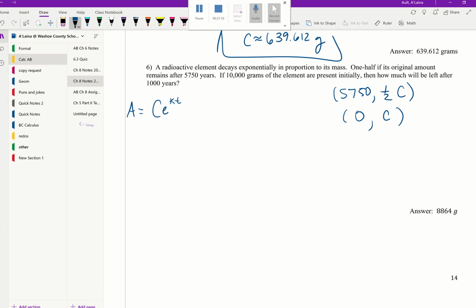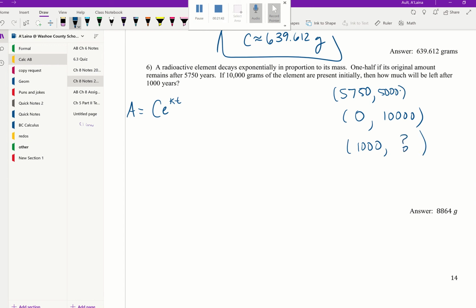We've done that before. We have 10,000 grams present initially. Oh, actually, they told us the initial amount. That's kind of cool. Now, that means that after 5,750 years, if 10,000 grams were initially present, we now have 5,000 grams present. That's kind of cool. And we want to figure out how much will be left after 1,000 years.